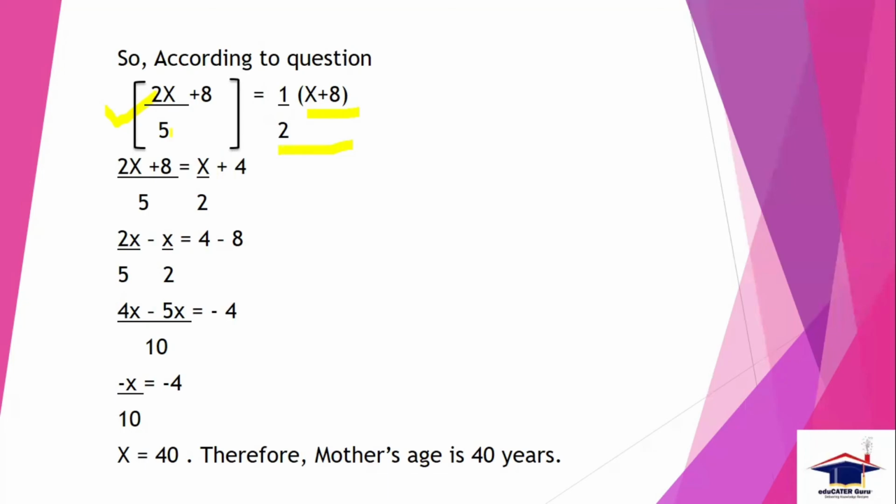Then by following the LCM method and cross multiplication method, 2x plus 8 by 5 is equal to x by 2 plus 4. Then 2x by 5 minus x by 2 equals 4 minus 8. Then 4x minus 5x divided by 10 equals minus 4. So minus x divided by 10 equals minus 4. 10 fours are 40, crossing minus, it becomes plus. So the age of the mother is 40 years. The value of x is nothing but the mother's age. This is how we will find the answer for this question.